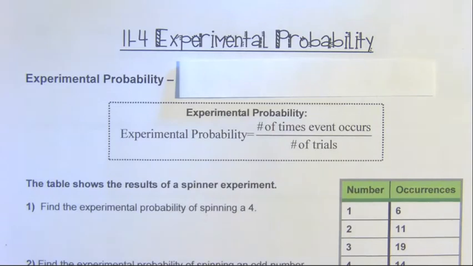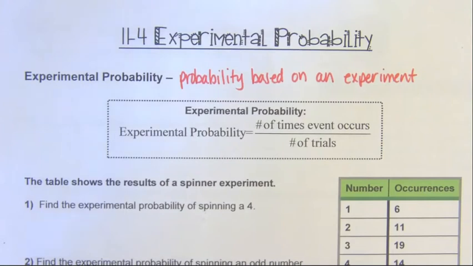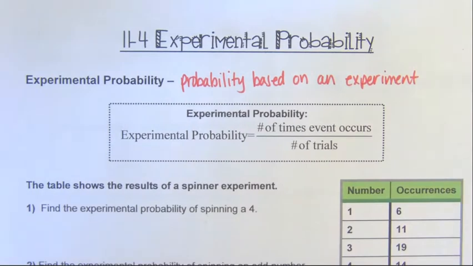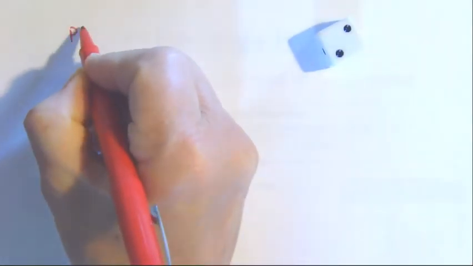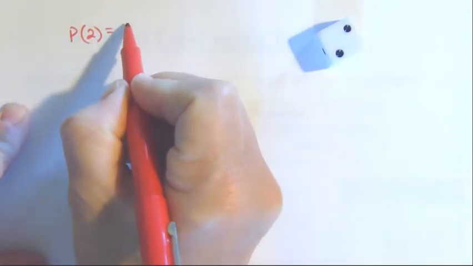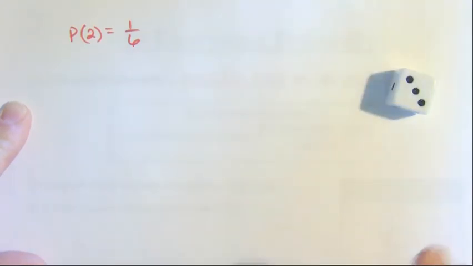Hi guys, today we're doing experimental probability, and the experimental probability is just the probability based on an experiment. So here's what this really means. Last time we did theoretical. Let's say that I have a die here, and I want to know what's the probability of picking a 2. Well, the probability of picking a 2 would be 1 out of 6 because this die has 6 different sides to it.